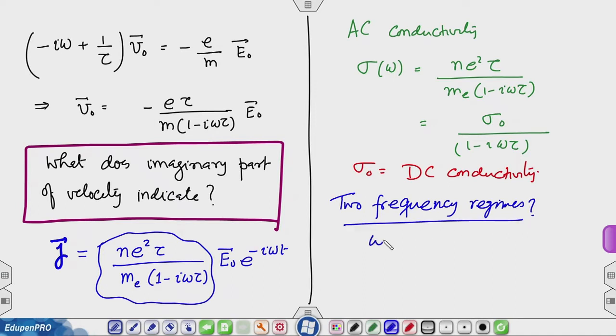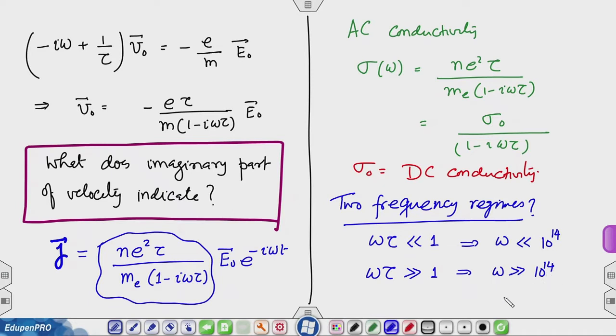One is omega tau is much less than 1. Remember, tau is of the order of 10 raised to minus 14. So, this means I am talking about frequencies omega which are much less than 10 raised to 14 or 15. So, they are maybe in visible, infrared, microwave and whatever. And the other extreme is omega tau is much greater than 1, which means omega is much greater than 10 raised to 14 or 15.